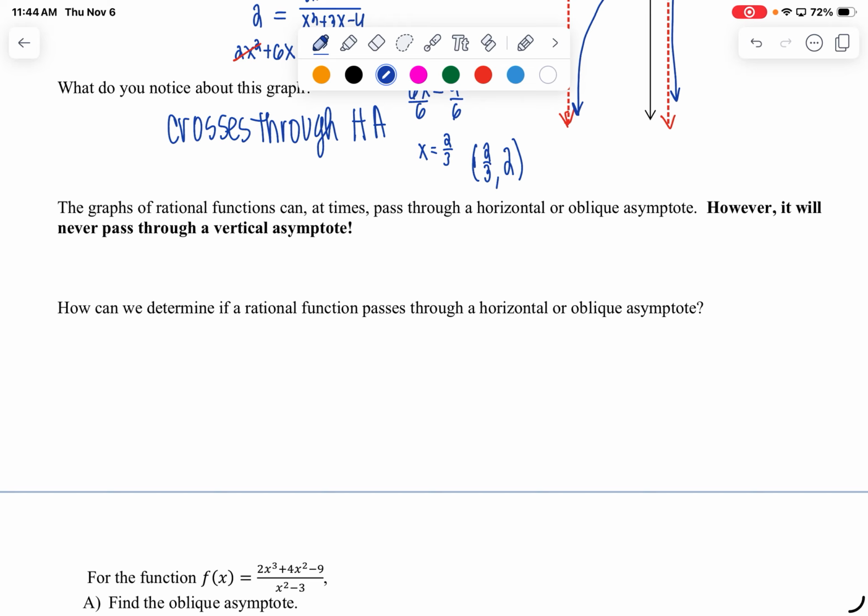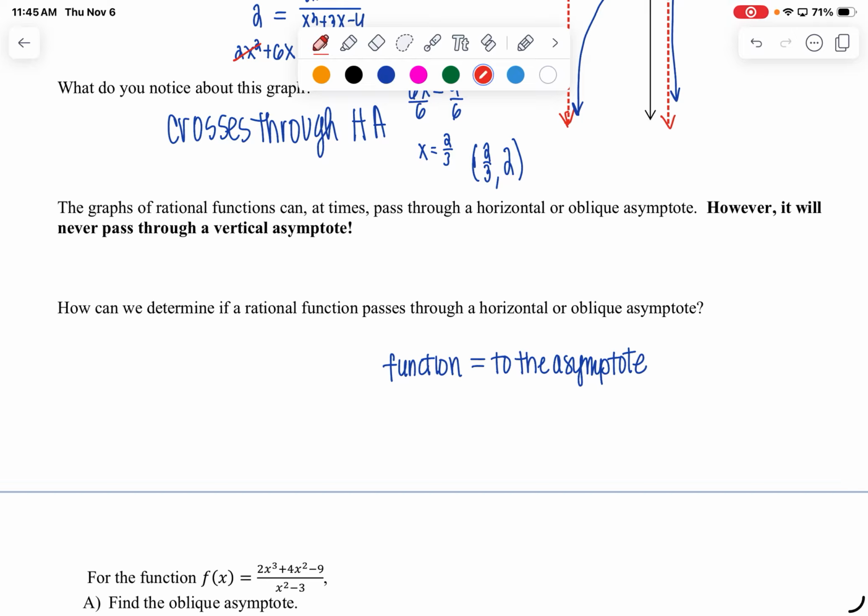So here it says the graphs of rational functions can at times pass through horizontal and oblique asymptotes. However, it will never pass through a vertical asymptote. How can we determine if a rational passes through a horizontal or oblique asymptote? So once again, for both, let's just write it for both ways. We are going to set the function equal to the asymptote. Okay, so you're gonna set the function equal to the asymptote.